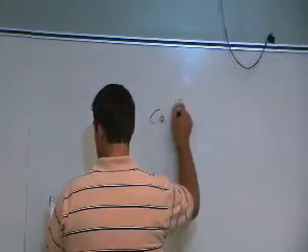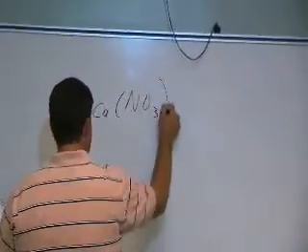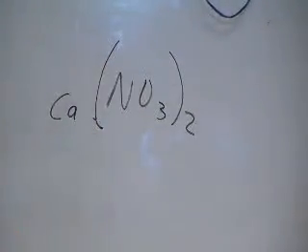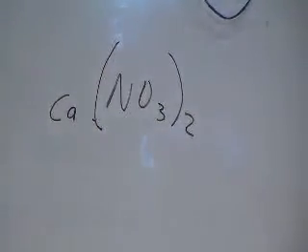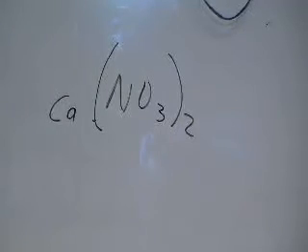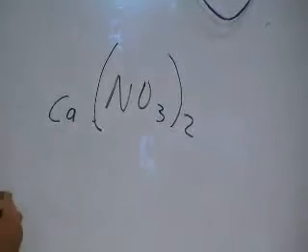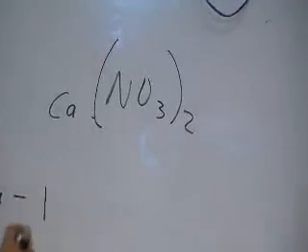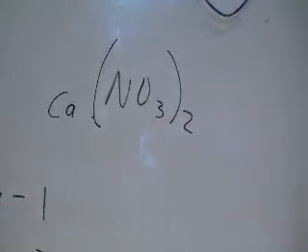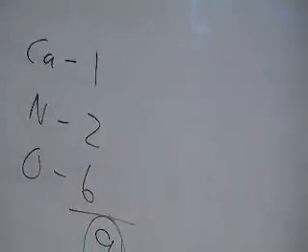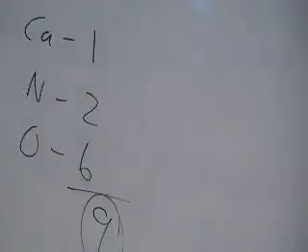It says, okay, I want to know how many total atoms are present in this compound right here. This is called calcium nitrate. Okay, and I want to know how many total atoms are present. 8, 9. Okay, she says 8. Let's count them up. How many calciums are there? 1. How many nitrogen are there? 2. And how many oxygens are there? 7, 8, 9. It's a total of 9. All right.